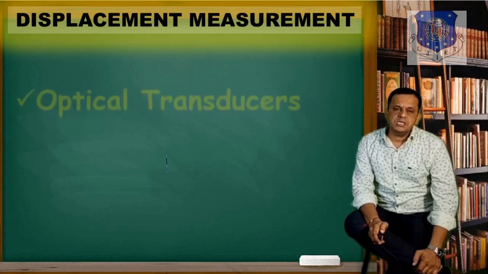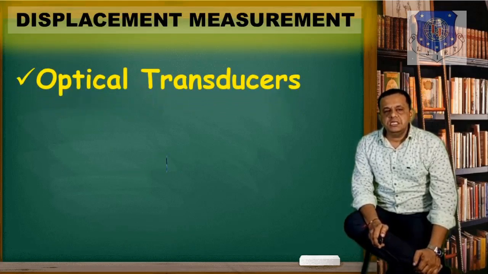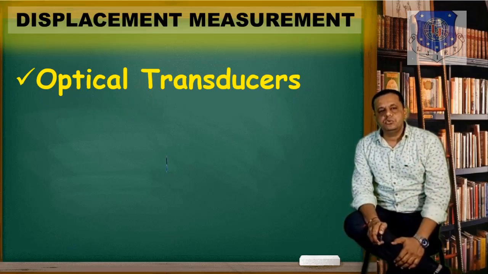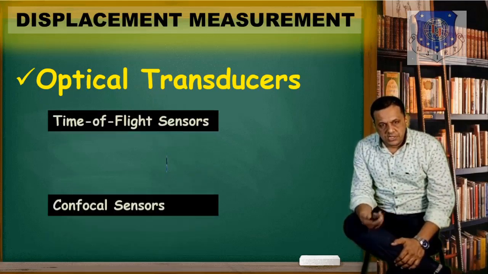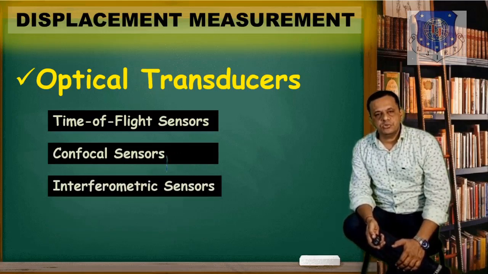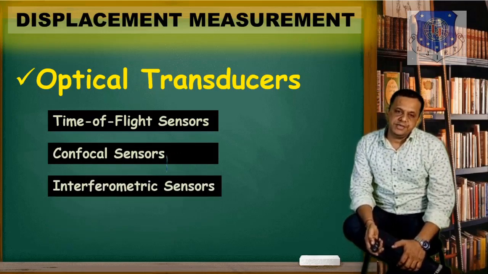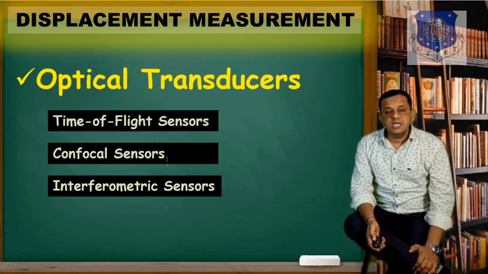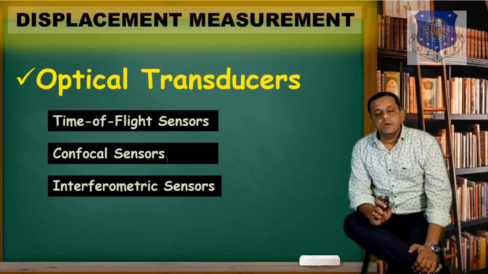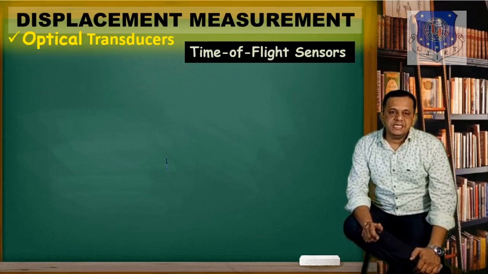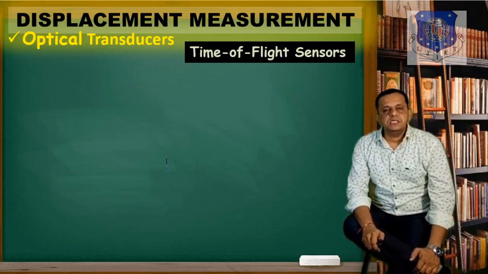In the previous session, we dealt with the optical transducers, basically two types: intensity-based sensors and triangulation sensors. Now we are going ahead with the time of flight sensors, confocal sensors, and interferometric sensors. So let us start with the time of flight sensors.